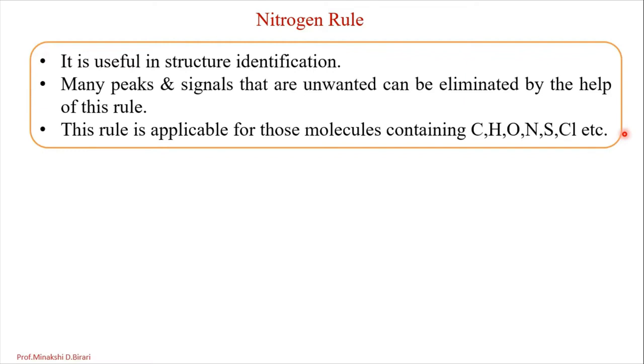Most hydrocarbons and other compounds which contain carbon, hydrogen, and oxygen atoms often have a molecular ion with an even mass, and a molecular ion which is odd indicates that the compound has an odd number of nitrogen atoms. Now let us see examples of the nitrogen rule as used in mass spectrometry.